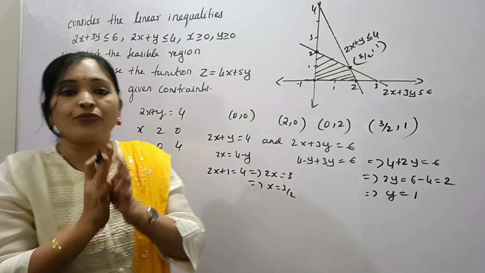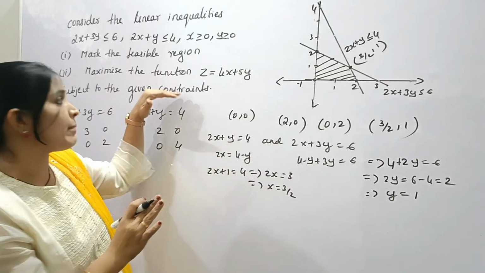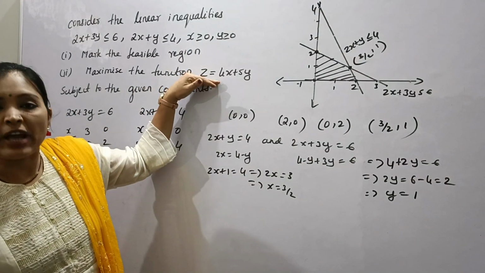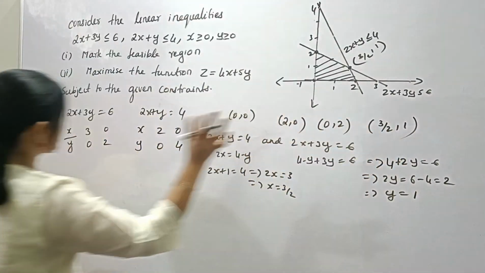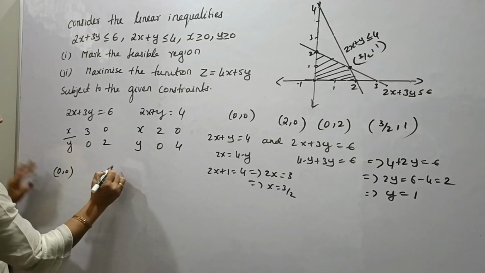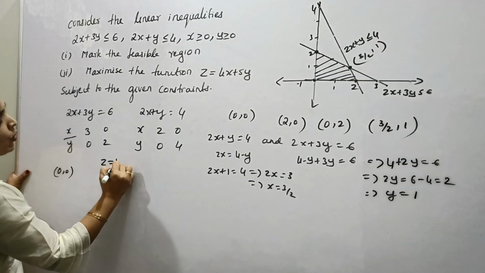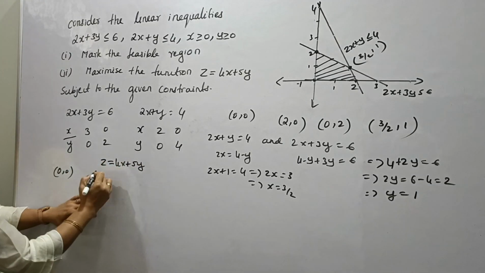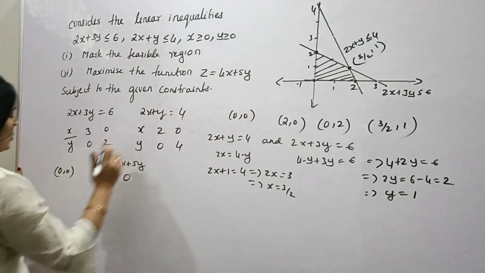Now we have to find the optimal solution, that is the maximum value, maximum profit. At which point it is maximum, that we have to find. For that, let's consider all these points and take them one by one. First of all, 0, 0. Here z maximum, what is the equation? z is equal to 4x plus 5y. Substitute x is equal to 0, y is equal to 0. What is z? 0. Next, let's take 2, 0.